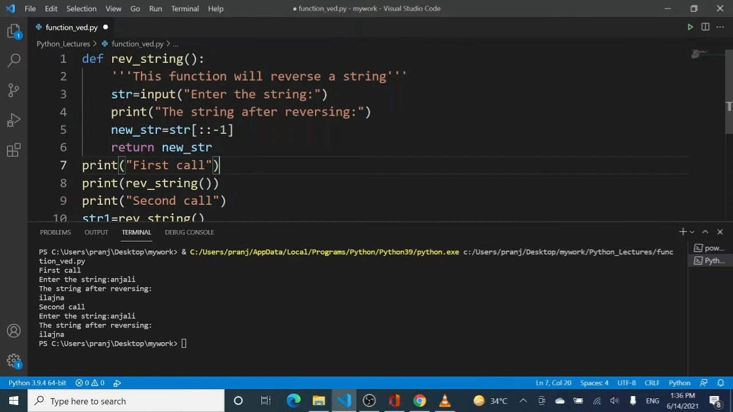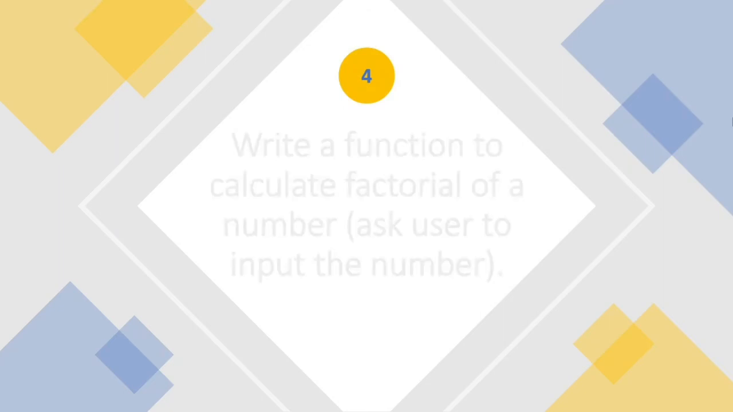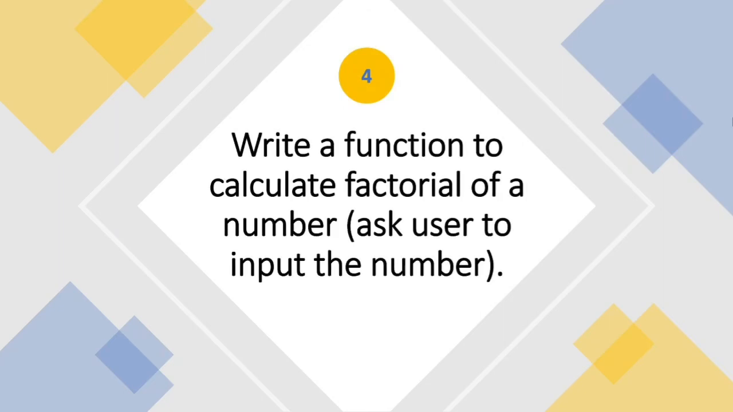So let us move to another example. Plenty of examples we are going to do. The next example, which is the fourth one, is: write a function to calculate the factorial of a number and ask the user to input the number.